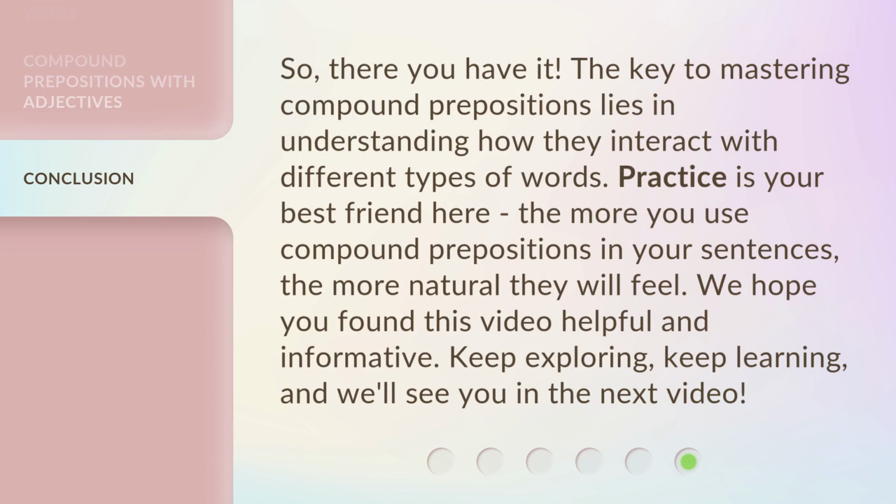So, there you have it. The key to mastering compound prepositions lies in understanding how they interact with different types of words. Practice is your best friend here. The more you use compound prepositions in your sentences, the more natural they will feel.